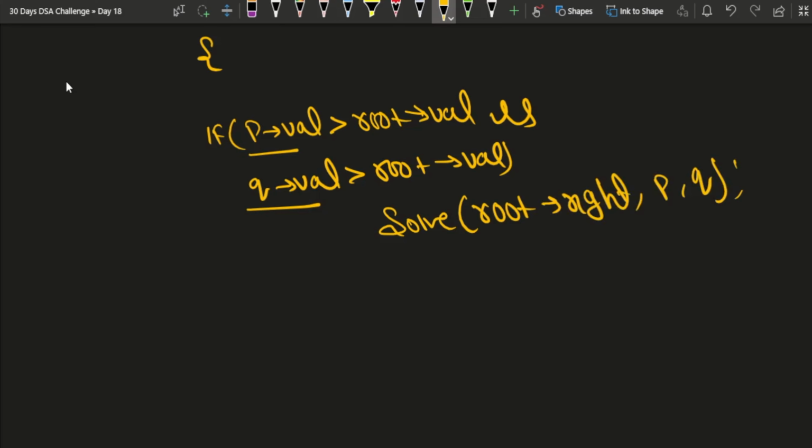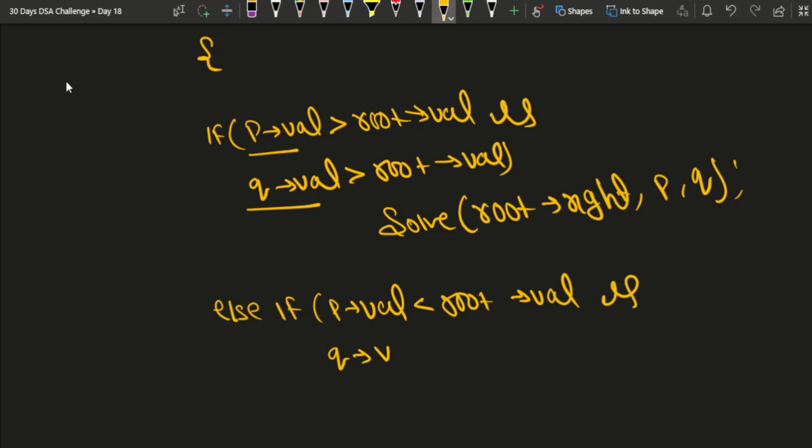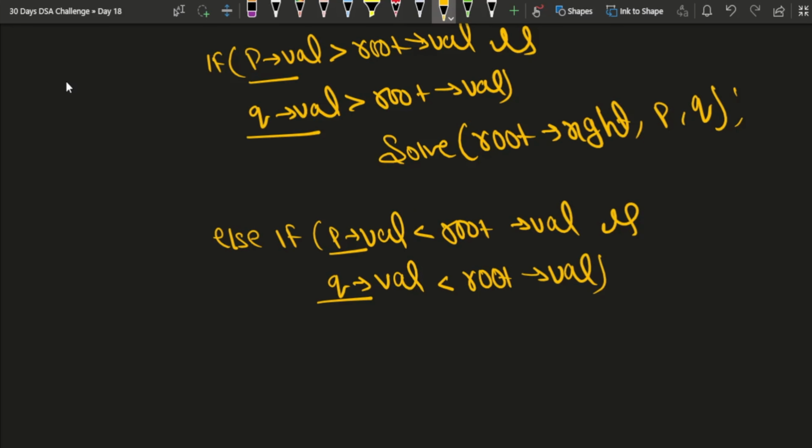If this is not the condition, so I'll write else if the value of P is lesser than my root value, correct? And the value of Q is also lesser than my root value. It means that the values of both P and Q are lesser than my root value. If this is the case, it means that I need to go to the left subtree, right? So here I will write solve root left P and Q.